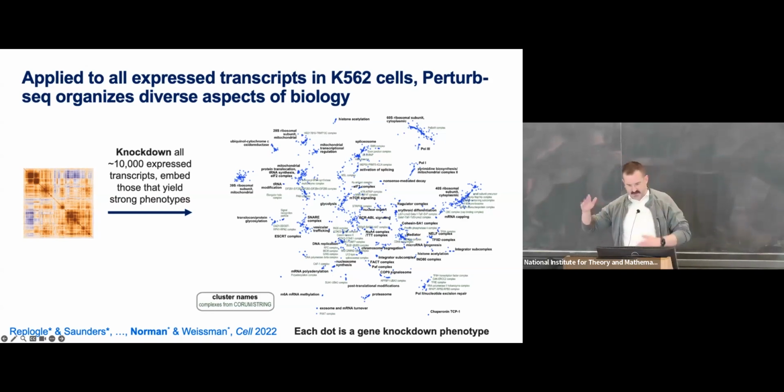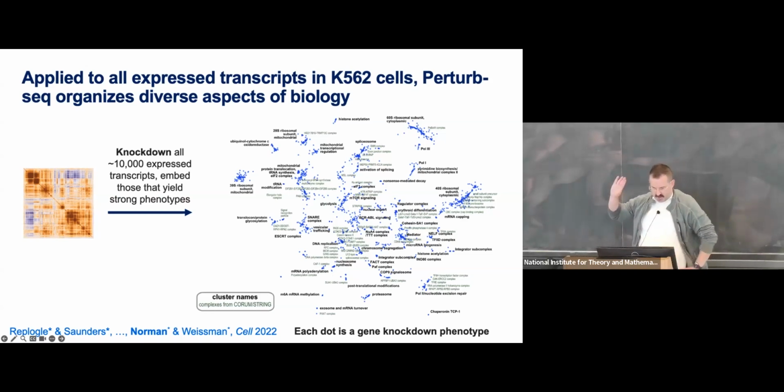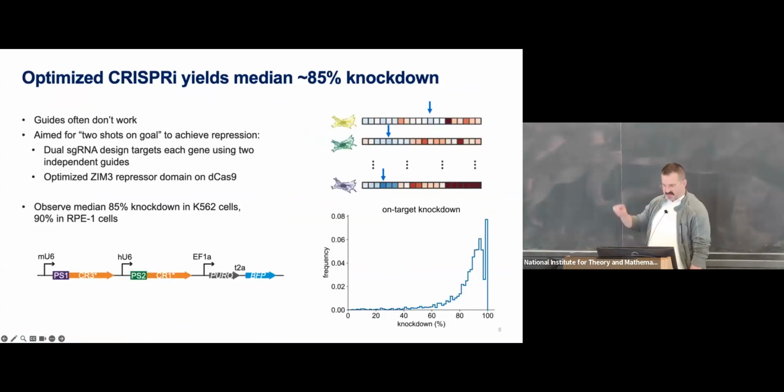So this is the pitch for why perturb-seq is great, because it's sensitive to all these different biological phenotypes. And if you go and look at the labels here, you really are getting a great diversity of things. Now, in order to get this, it actually takes a lot of work. And the primary challenge that you're facing is the technical factors.